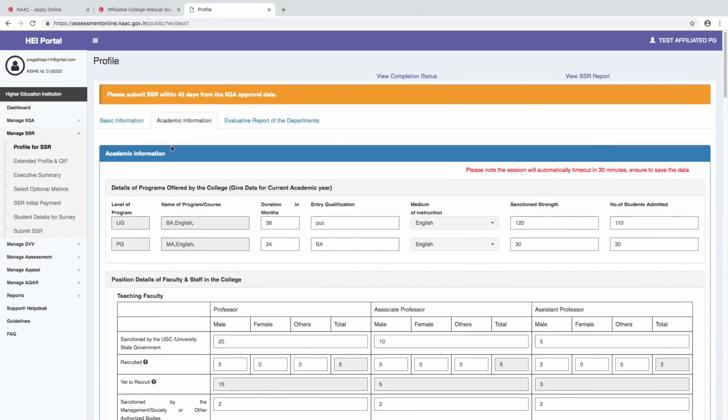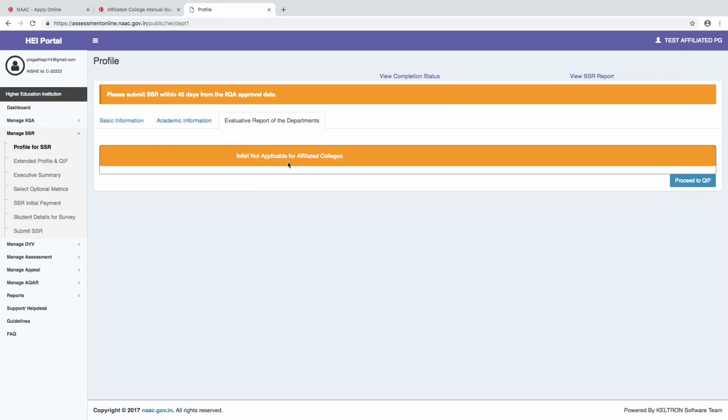While proceeding to the next, the evaluative report, for an affiliated college, the evaluative report is not applicable. But for universities or autonomous colleges, it will be applicable. A download button for the same will also be available, in which a template can be downloaded, filled in, and the same has to be uploaded again.